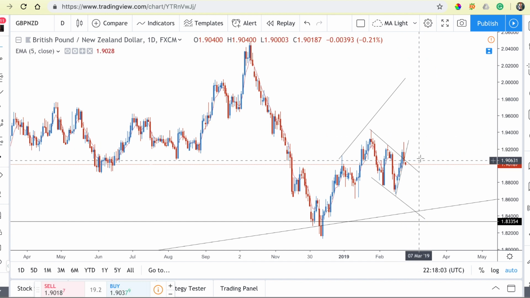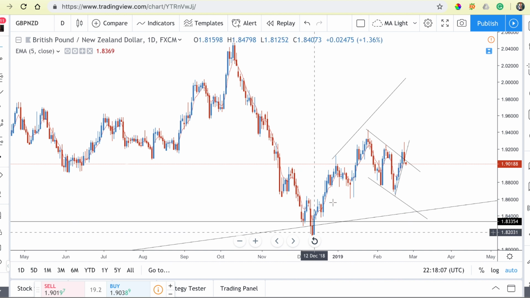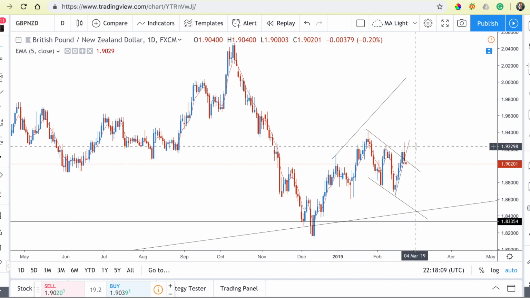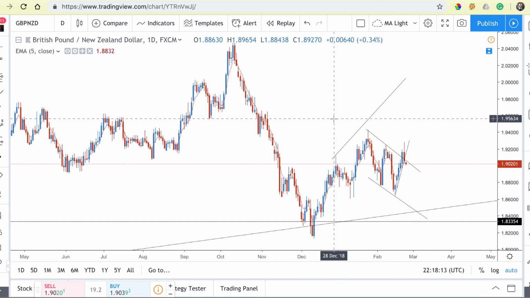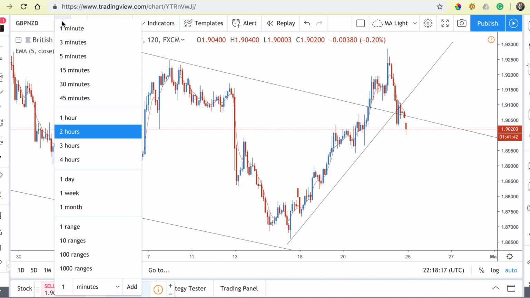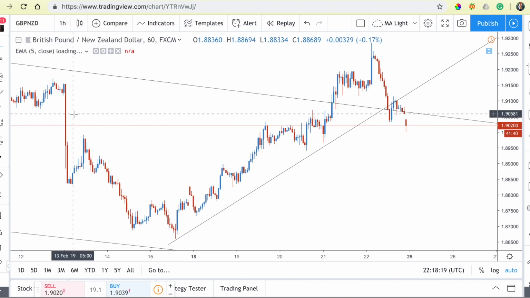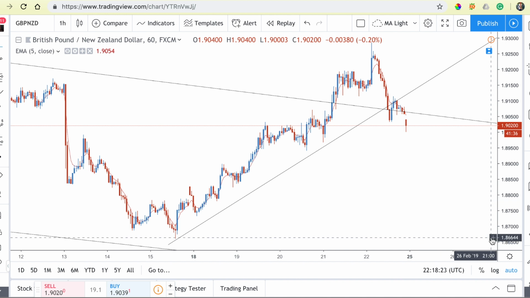Yeah, there we go. You can see here we sort of had the impulse down. This is the correction that we've got, and then we're going to look for another push to the downside here. So again, in order to have this trade validated, we would need a push flag, and then we look for the downside from there.